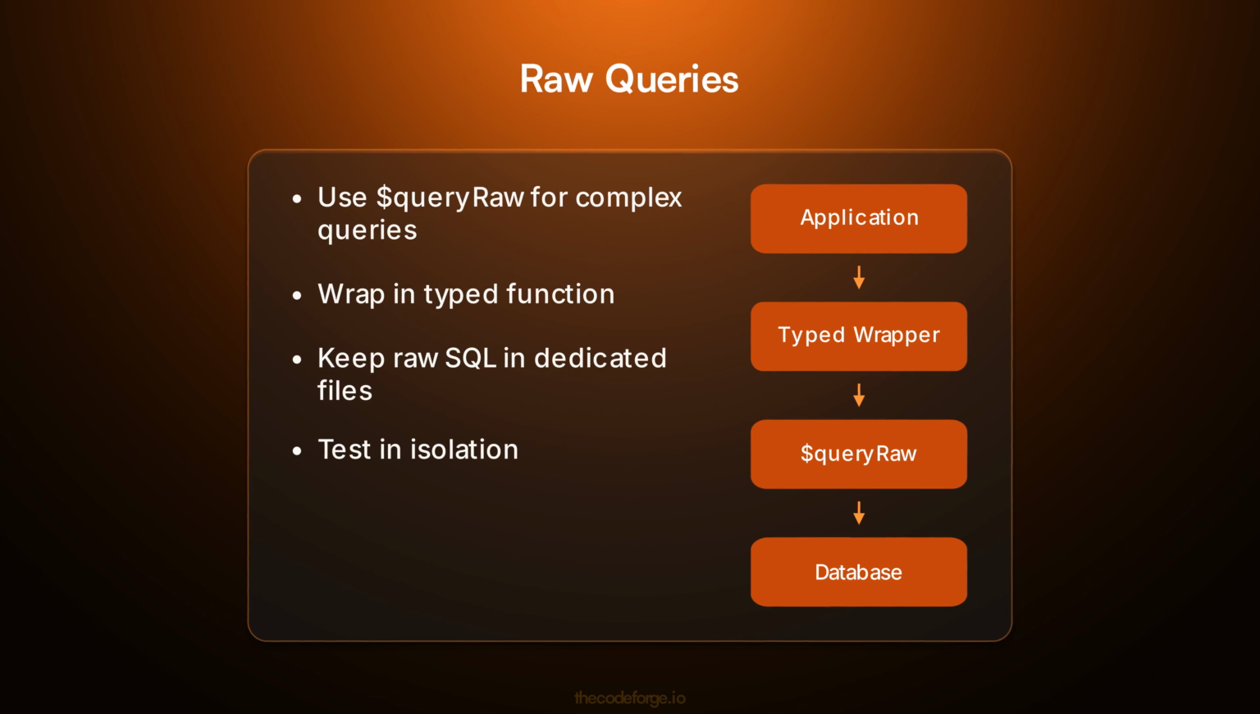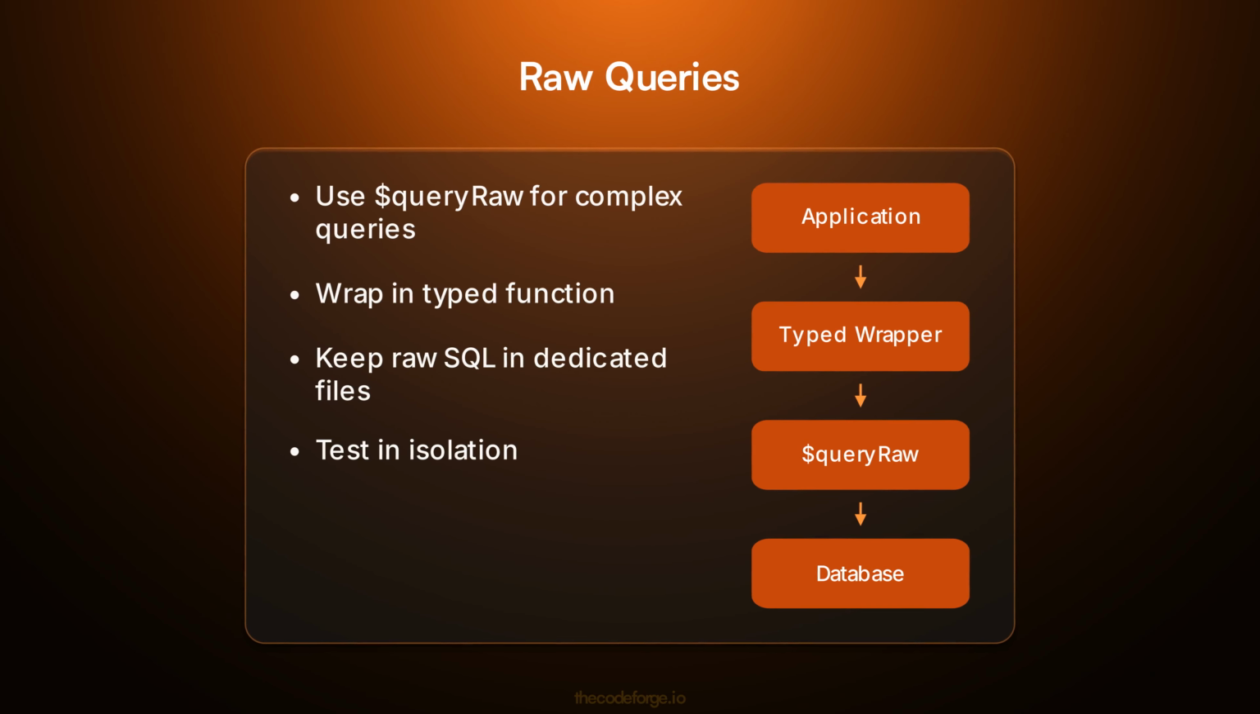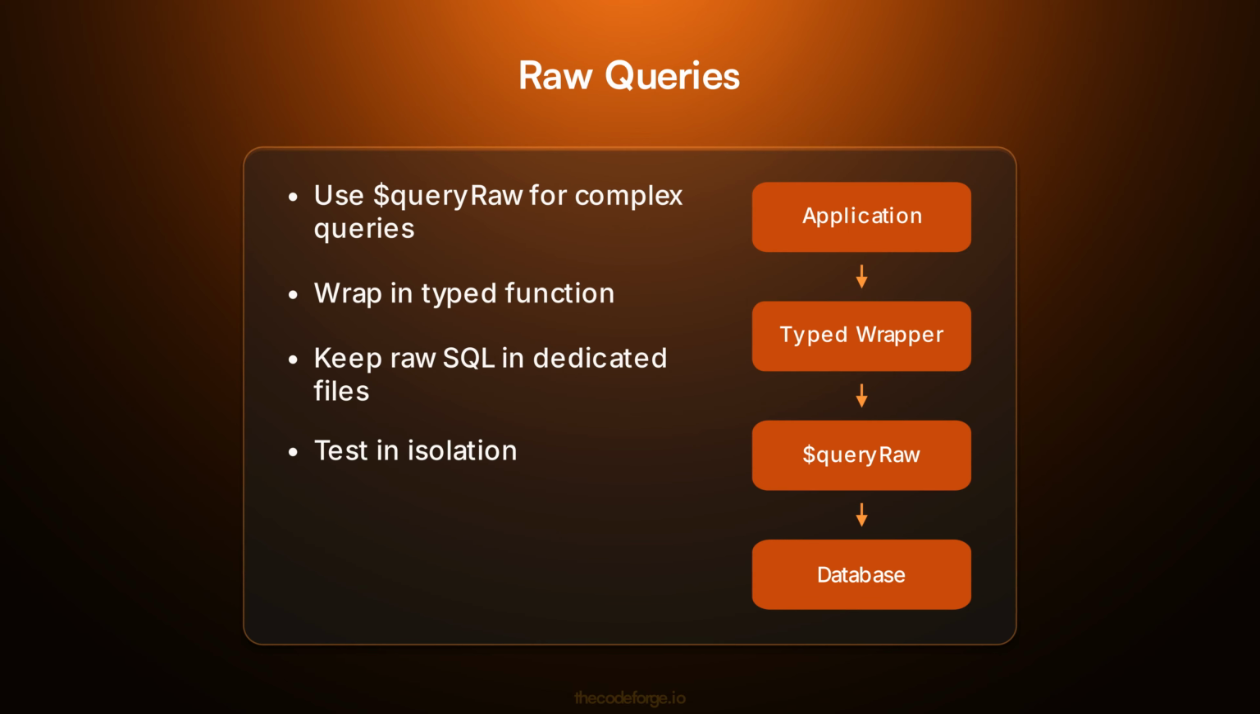You reached for $queryRawUnsafe because you needed a complex join that Prisma's generated types couldn't express. But you just threw your entire type safety contract out the window. If you absolutely need raw SQL, wrap it in a typed function.